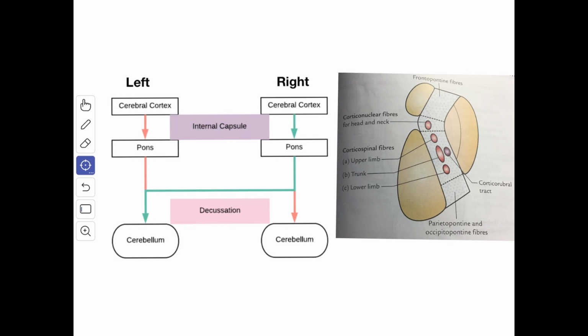The frontopontine fibers are the most numerous and they pass through the anterior limb, genu and the posterior limb. Whereas the parietopontine and occipitopontine fibers pass through the retrolentiform part of the internal capsule that lies behind the lentiform nucleus. The temporopontine fibers pass through the sublentiform part of the internal capsule.